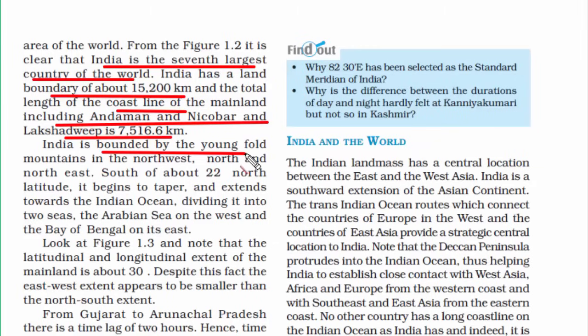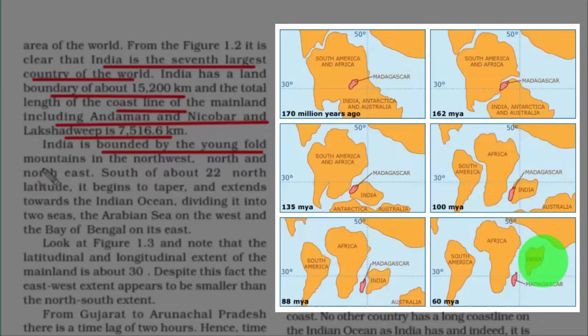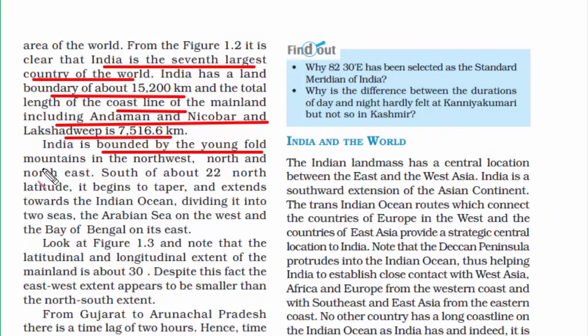In the northwest of our country, we have young fold mountains called the Himalayas. The reason it is called young is because it was formed 50 million years ago, when the Indian plate collided with the Eurasian plate. Before that, India was a large island connected to the Australian coast. Then we broke apart and moved towards the north, actually northeast, and merged with the Eurasian plate. Since the Eurasian plate is much bigger, what happens when a small thing collides with a bigger thing? The smaller thing stops moving and mountains are formed. That is how the Himalayas were formed.